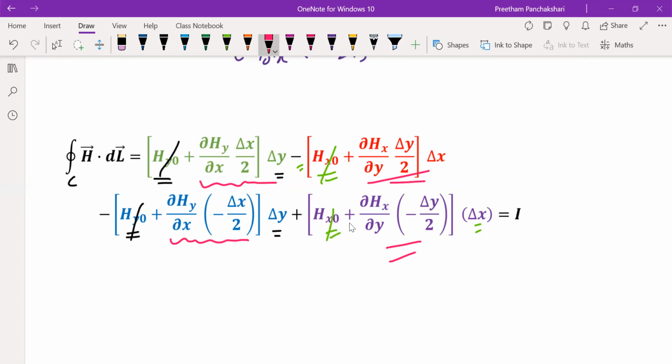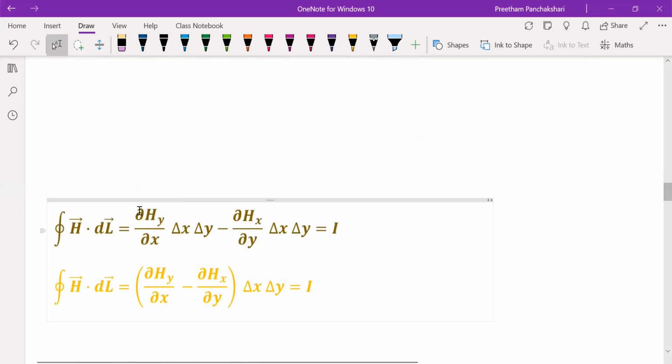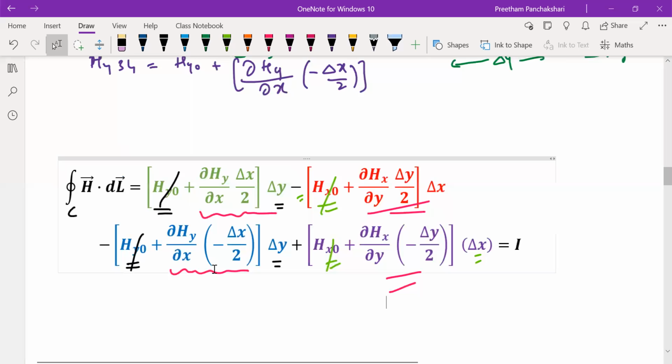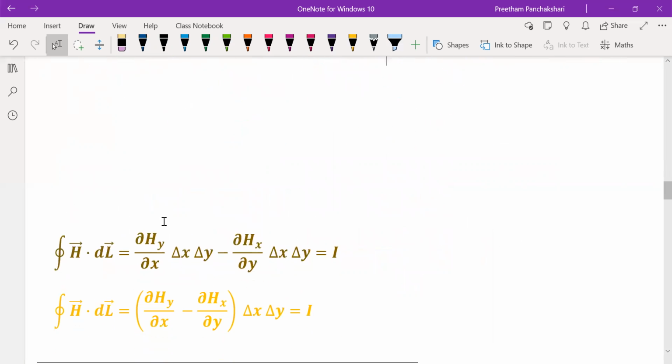This is minus into plus, minus. This is already minus, so both will be getting added. So the first term and third term are adding up, and the second and fourth terms are adding up. First and third are positive, second and fourth are negative. So on simplification, we have this equation. Right, so ∂Hy/∂x. Because after adding, the first and the third term become 2 times, so the denominator 2 gets cancelled out. So we have this equation.